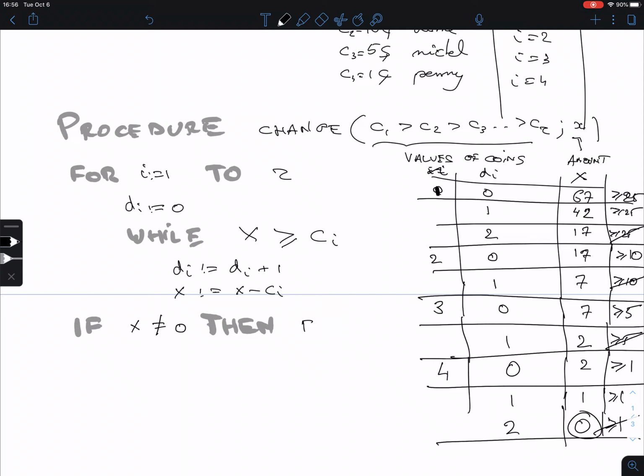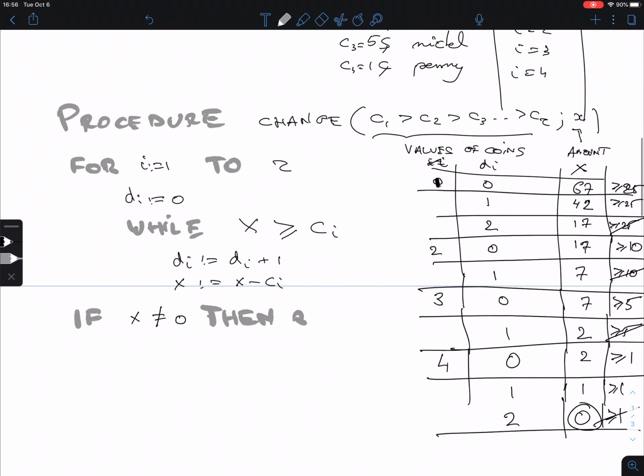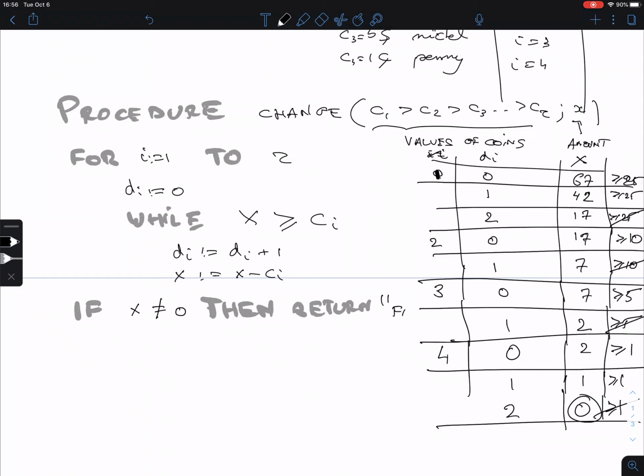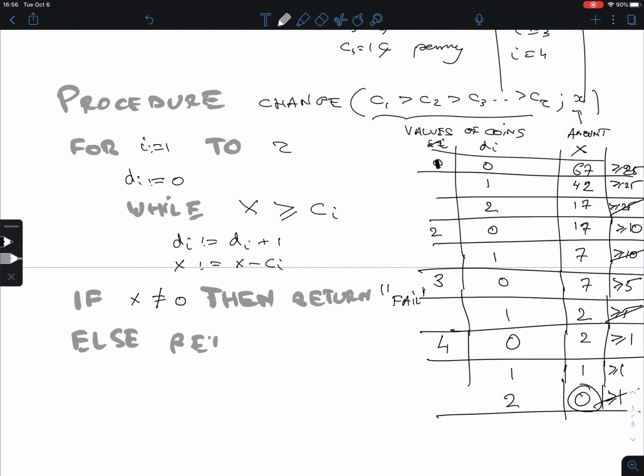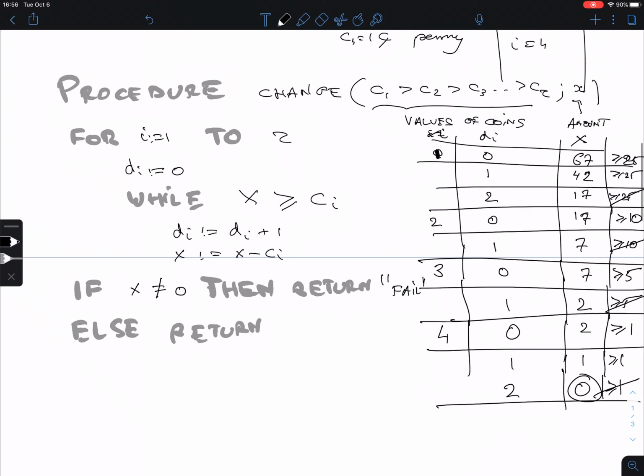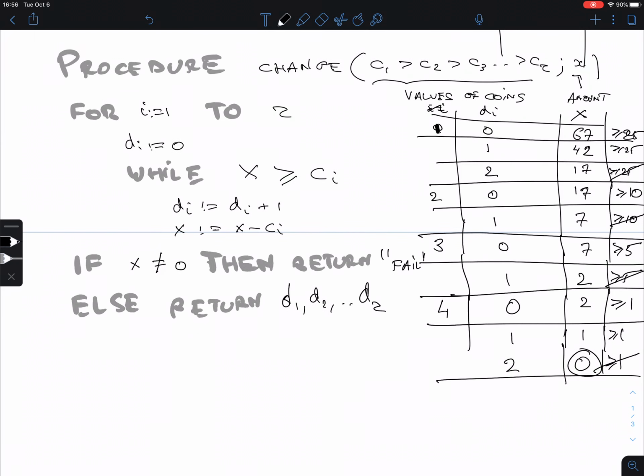I'm going to write it that way. Then return fail. Else return D1, D2, all the way up to DR, the number of coins that you use for each of them. But there is a situation where there is still change left, but you cannot make it anymore because you don't have the right coins. Okay. That's something that was missing in the algorithm over there and in the textbook.